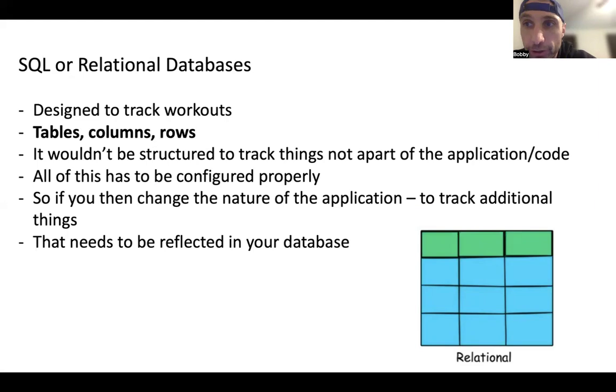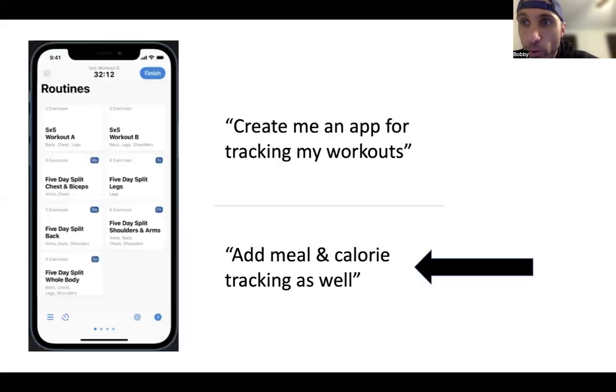Everything has to be configured the right way. And if you're thinking about a SQL or relational database, think tables, columns, and rows. Lots and lots of tables and columns and rows. If you have a very basic app, it's not going to be a lot of tables, columns, and rows. But as everything scales out, more and more tables, columns, rows, and there's a relationship between these different tables. Okay. So it would be set up specifically for the application tracking your workouts.